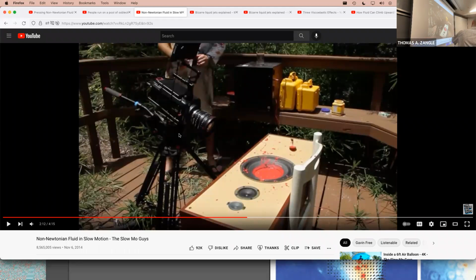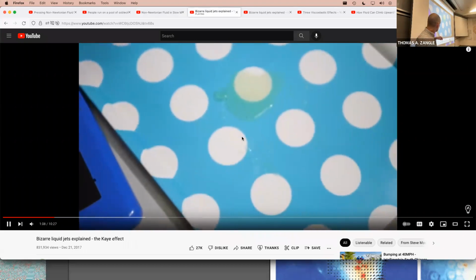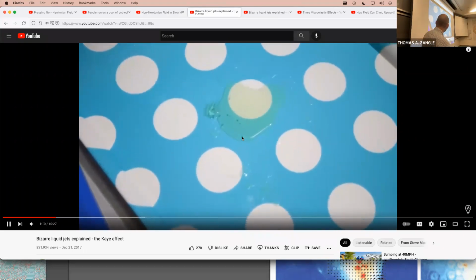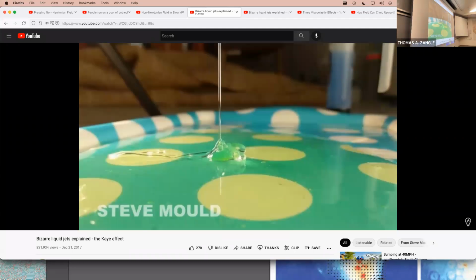We also talked about shear thinning materials, one of which would be like shampoo. And so this is going to be an explanation of something called the Kaye effect, which are these weird liquid jets that can arise in that kind of material. So we'll watch this. I have this, and I reproduced it here under what tends to be called laboratory conditions.